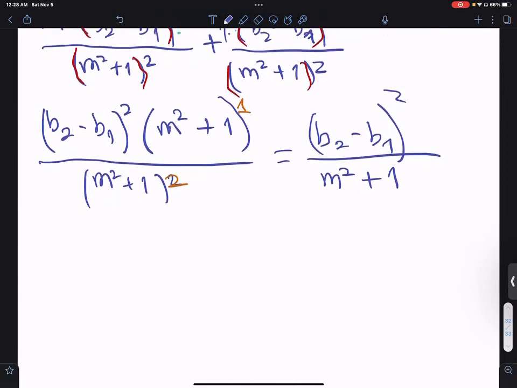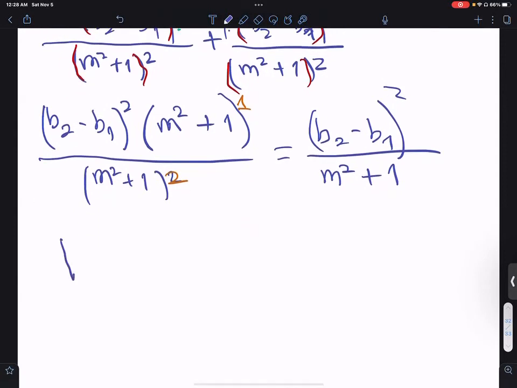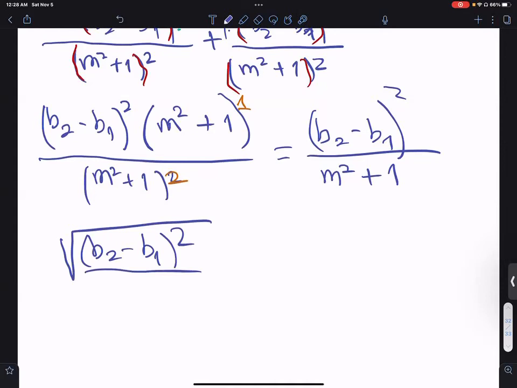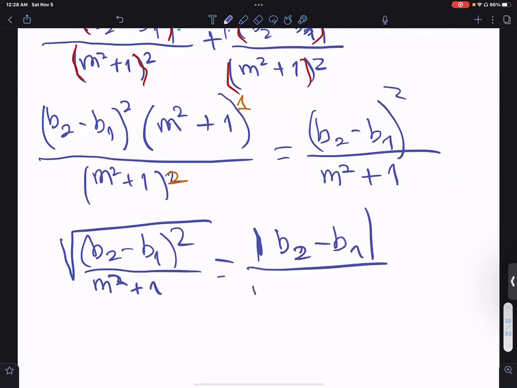And now we have to apply the square root to this. We apply the square root to b2 minus b1 squared divided by m squared plus 1. The square root of this is the absolute value, because this is the distance. The absolute value of b2 minus b1 divided by the square root of m squared plus 1. And this is the distance formula between two parallel lines.